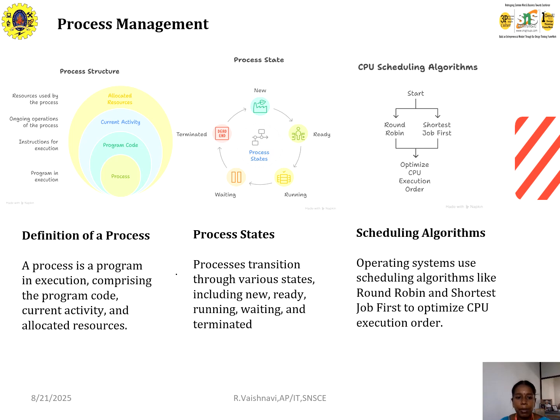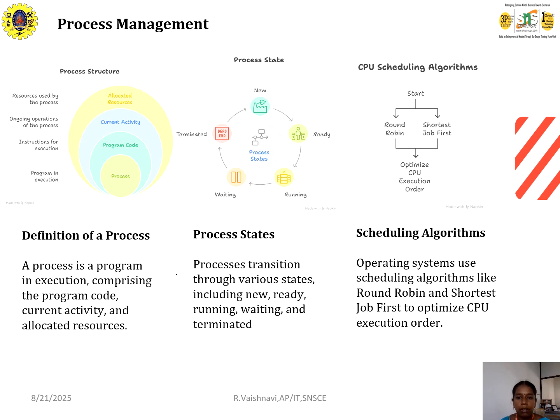Next one will be the process management. In process management, we have a process, and then process states, and then scheduling algorithm. These come under the process management. First one will be the process structures. In process structures, the first one will be the process, the program in execution, we call it as a process. After that, we have the program code, that is an instruction we used for an execution. And then we have current activity, that is ongoing operations of the processes. Fourth one will be the allocated resources, that is resources used by the processes come under the resource allocations.